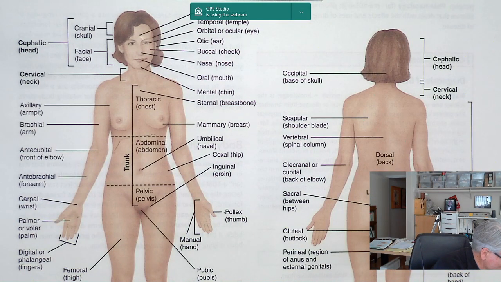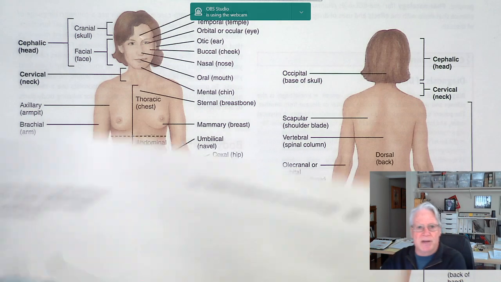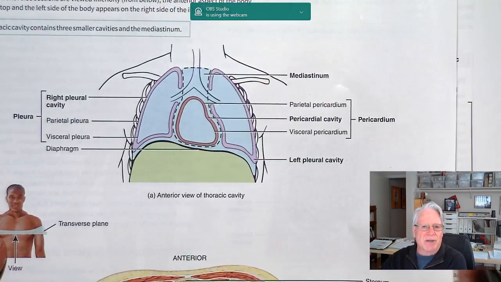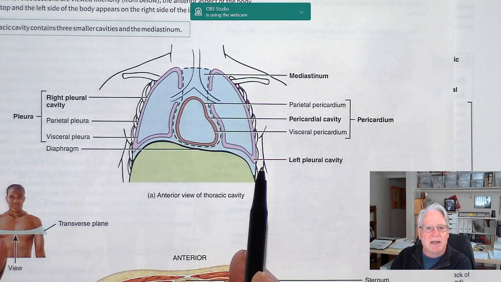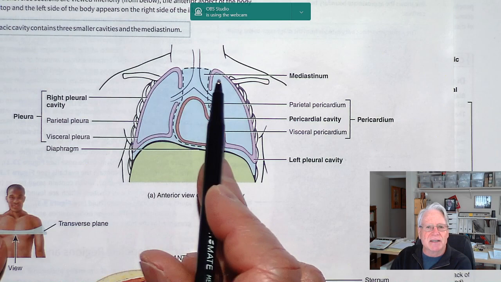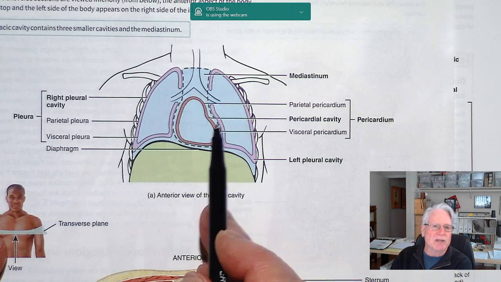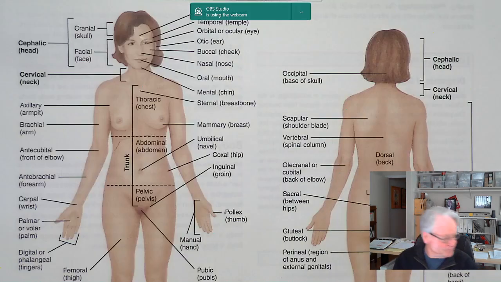And I do have a drawing, I think, that will help us see that more clearly. So here is a drawing. That dotted line basically corresponds to this right here, which is the diaphragm. And everything above that is the thoracic region of the trunk. Okay.